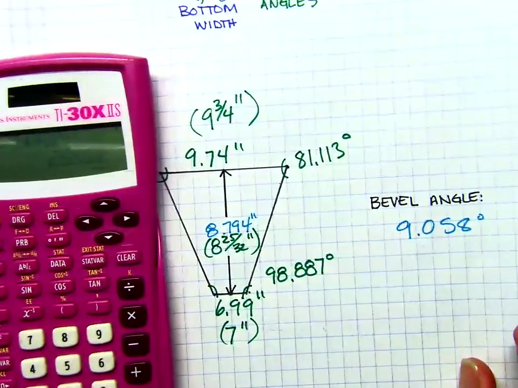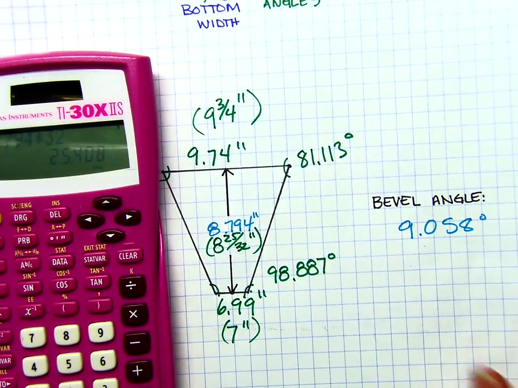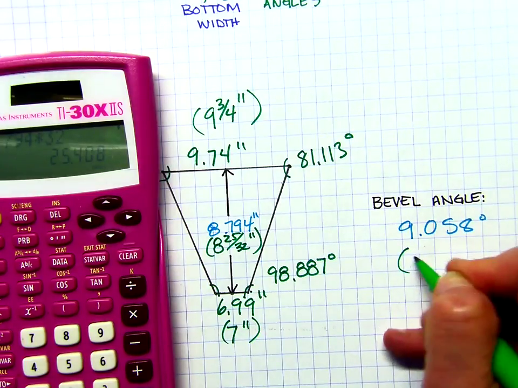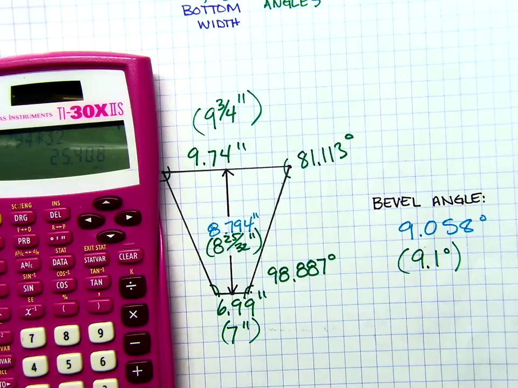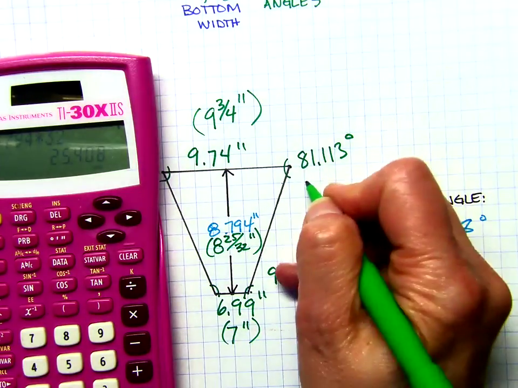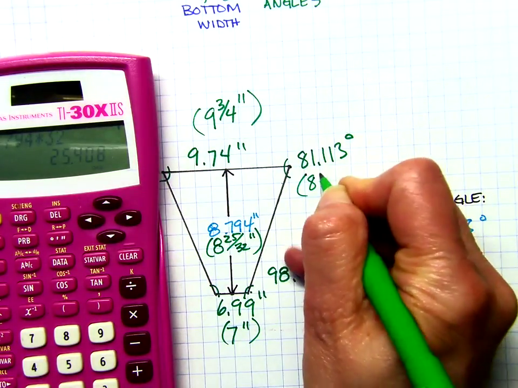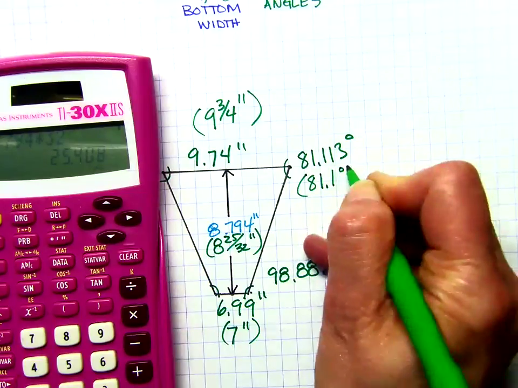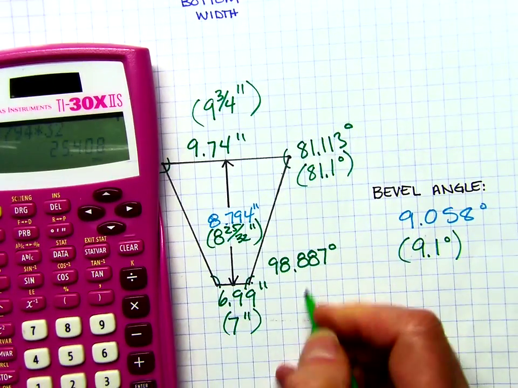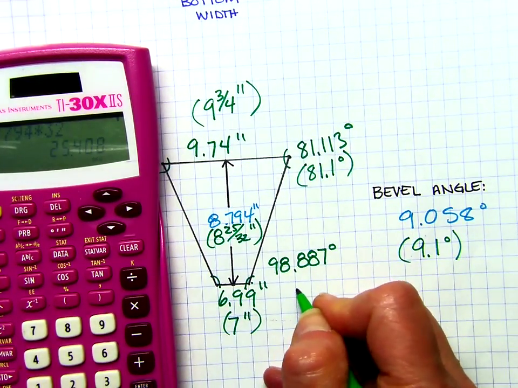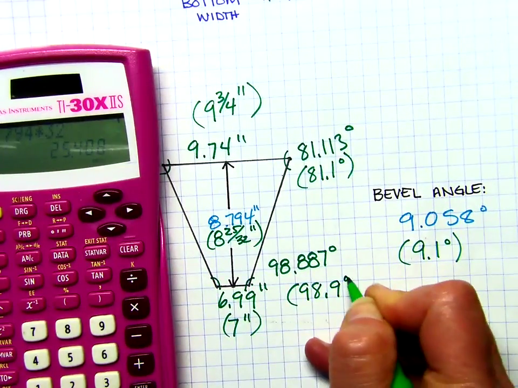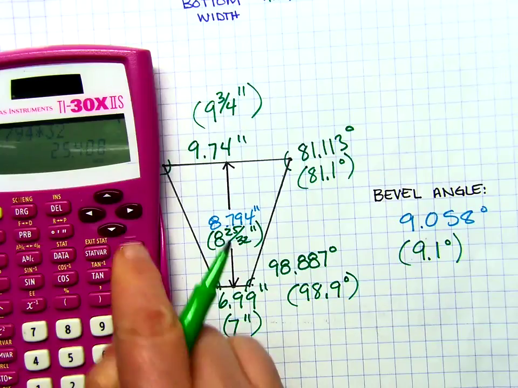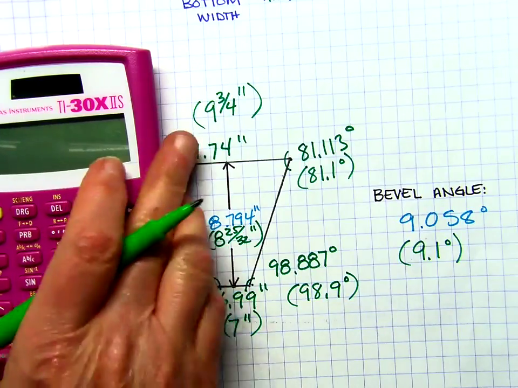Now for our angles, we're going to round to the nearest 10th degree. So the bevel is going to be 9.1 degrees. The top interior angle will be 81.1 degrees. And the bottom bevel will be 98.9 degrees. And that will be all.